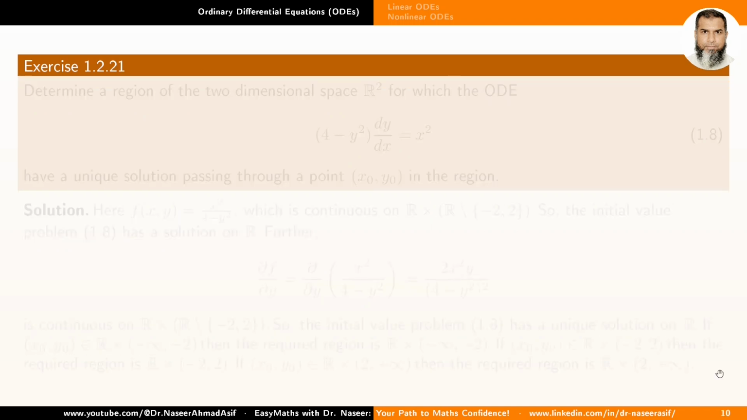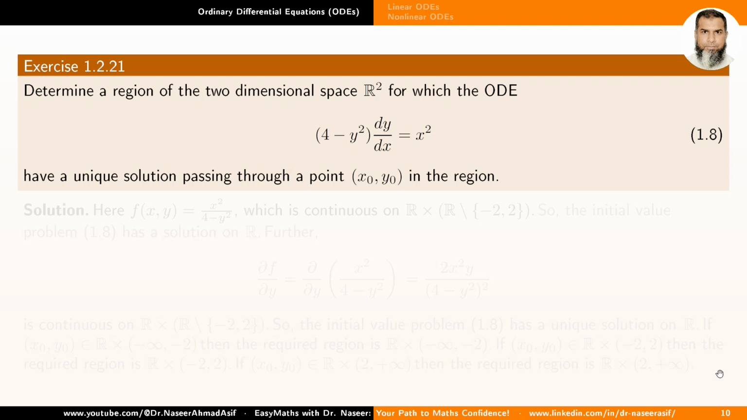Well, see another exercise. Determine a region of two-dimensional space R square for which the ODE (4 minus y square) dy by dx is equal to x square has a unique solution passing through a point (x naught, y naught) in the region. Well, see the solution, where f(x,y) is equal to x square over 4 minus y square, which is continuous on R cross R other than minus 2, 2.